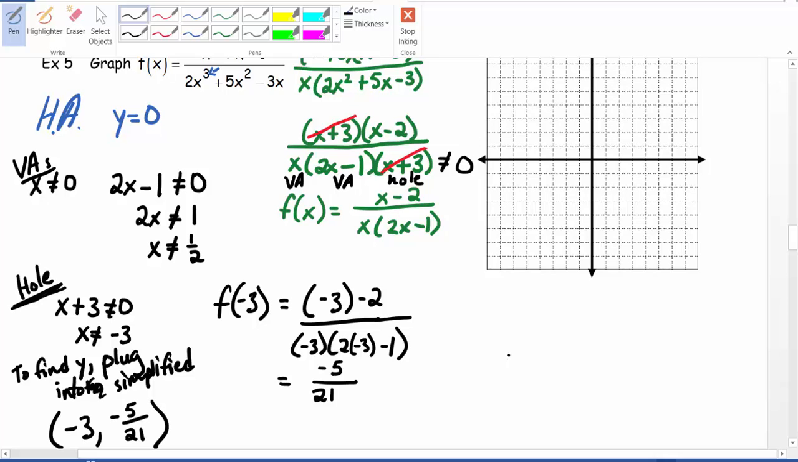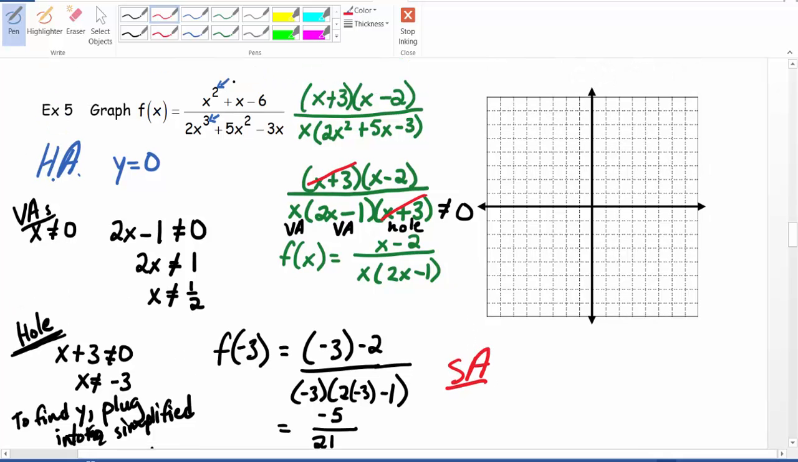Now looking at our slant asymptote, just even first determining if we have any or not. We notice that the degree is not larger on top than it is the bottom, and as a result we won't have any. So here we will have none.